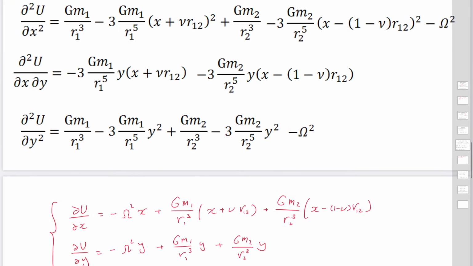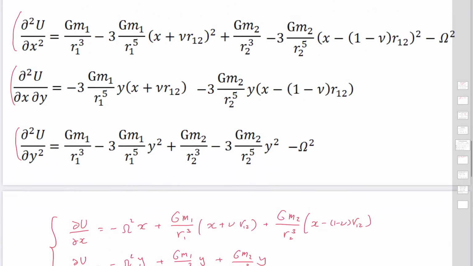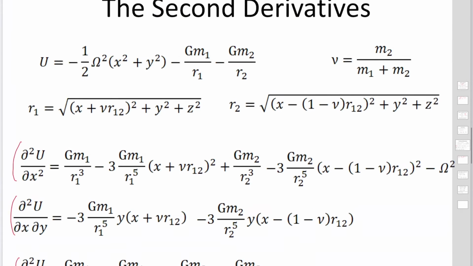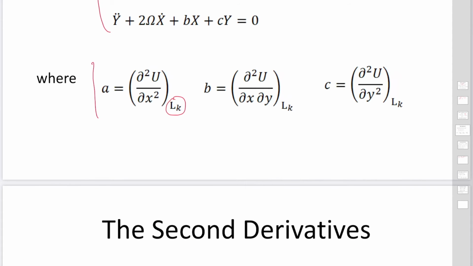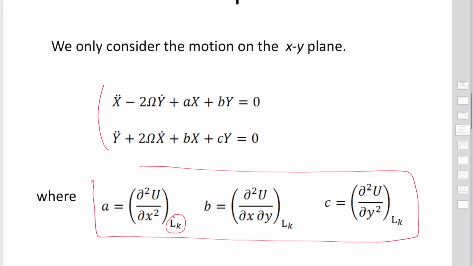Then one more derivative we need to calculate to find the second derivatives. For the second derivatives, we have three equations: the second derivative with respect to x, the second derivative with respect to x and y, and the second derivative with respect to y. Then if you substitute the Lagrange point, we could discover these A, B, C's at each point. And the equation is a second order differential equation.